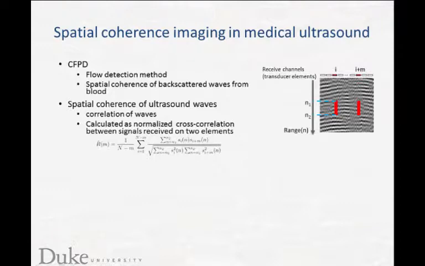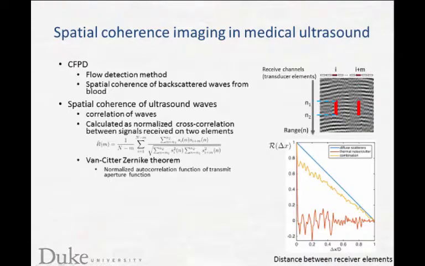If we plot the spatial coherence as a function of the spacing between these two elements, a diffuse target will produce a curve that is the same as the normalized autocorrelation function of the transmit aperture function, as predicted by the van Cittert-Zernike theorem. For example, if we have a rectangular aperture, the curve would be a triangle, as shown in the blue curve in here.